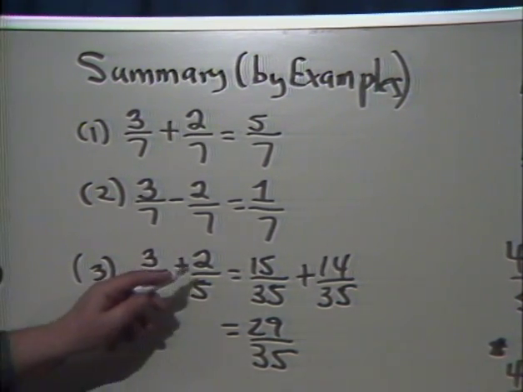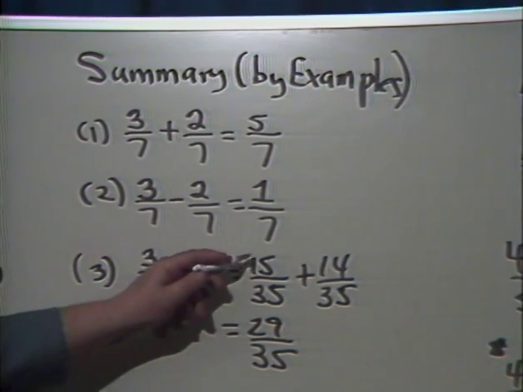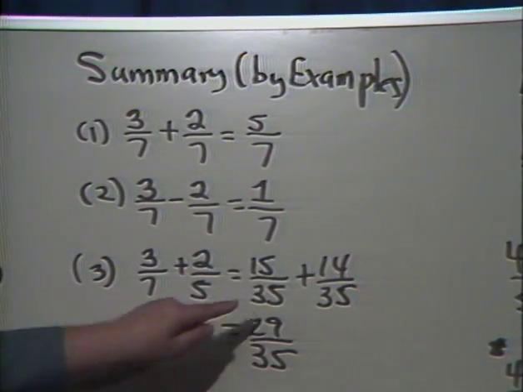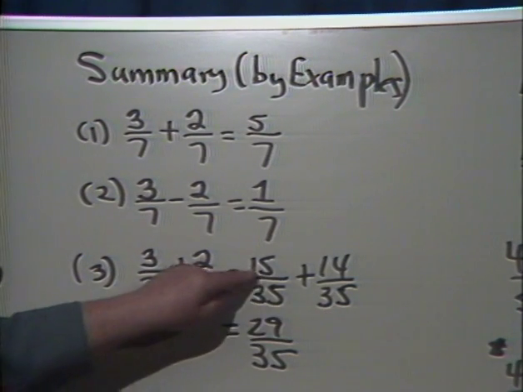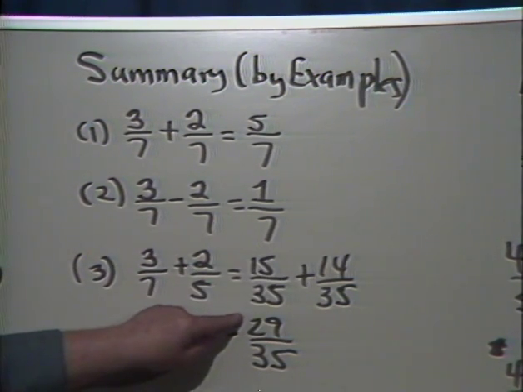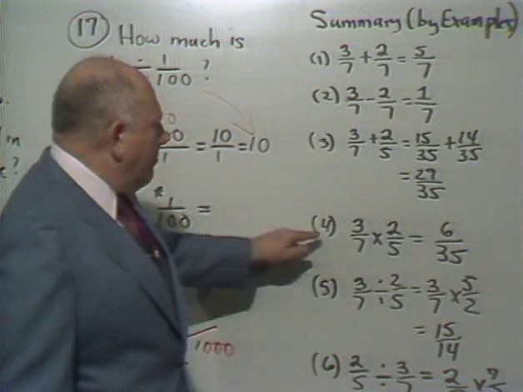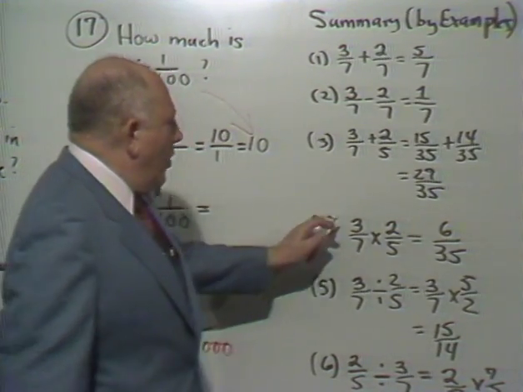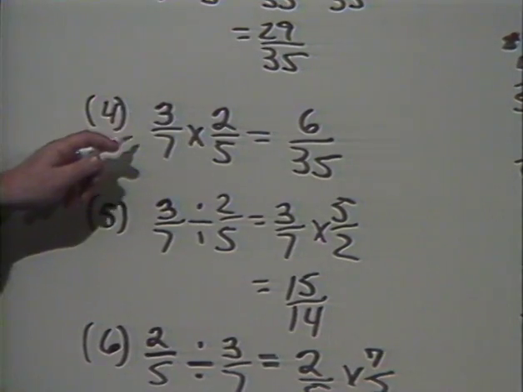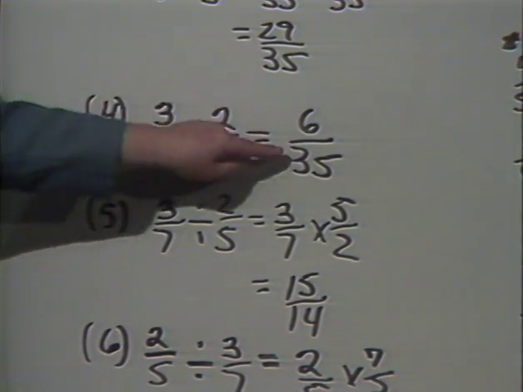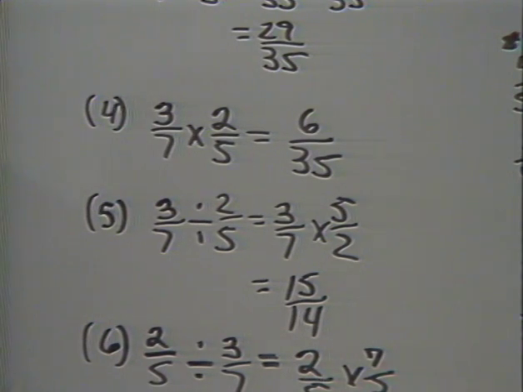If you don't have common denominators, rewrite using a common denominator and then do the problem as we did before. See, 3/7 plus 2/5. 3/7 is the same as 15/35. 2/5 is the same as 14/35. Now that we have the same denominator, we add the numerators, 15 plus 14 to get 29, and we keep the common denominator. In multiplying 2 fractions, we multiply the 2 numerators and we multiply the 2 denominators. 3/7 times 2/5 is 6/35.